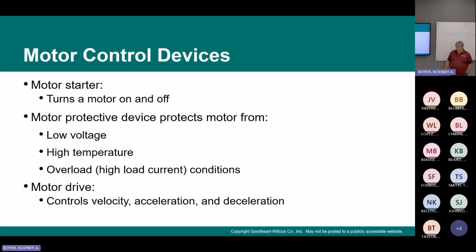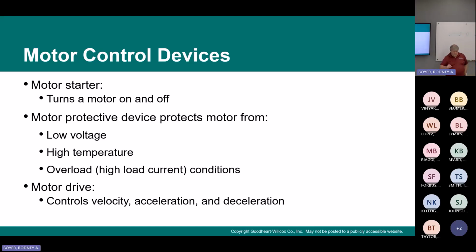Motor control devices: a motor starter turns the motor on and off. A motor protective device protects the motor from low voltage, high temperature, or overload, which is a high current condition. A motor drive, or VFD, controls the velocity, acceleration, and deceleration.